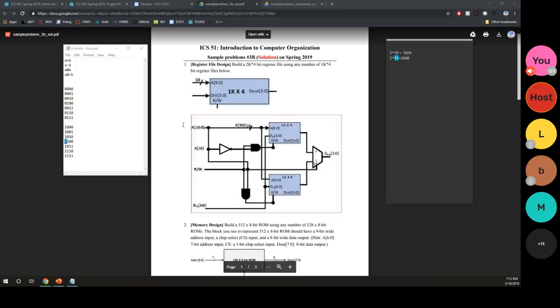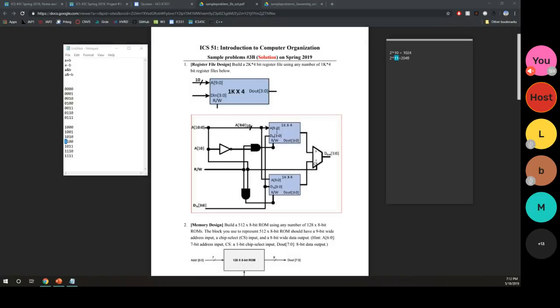So A is the address. Let's say that you have 1024 registers inside of this register file. The A just chooses which one of those registers. Each one has its own address. Read and write is like enable. That's what I consider it, pretty much.